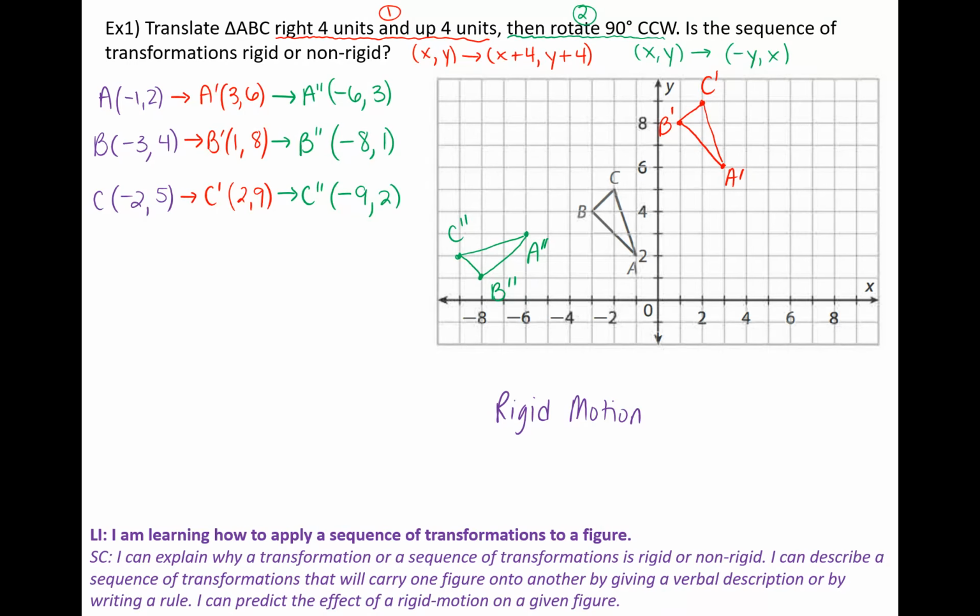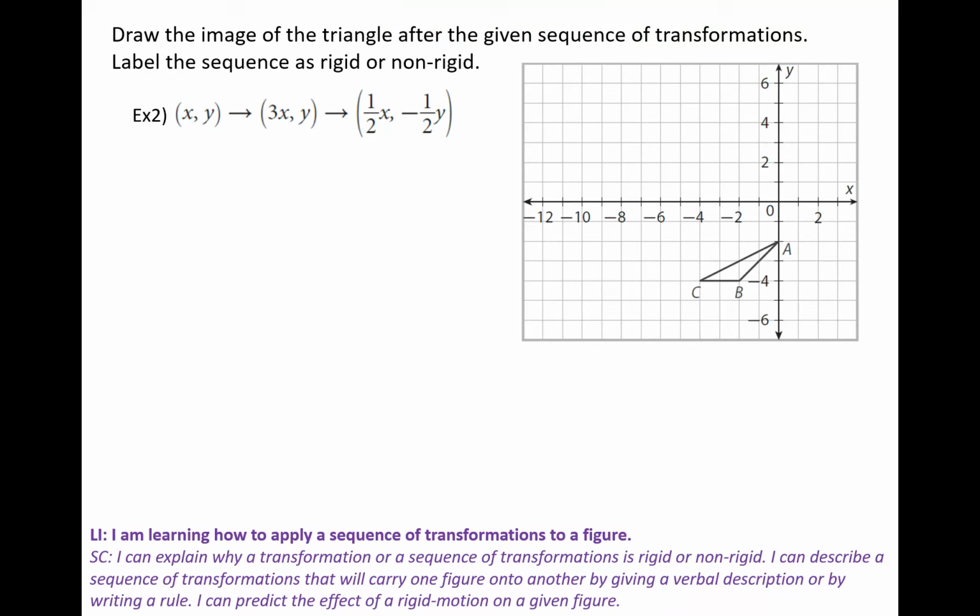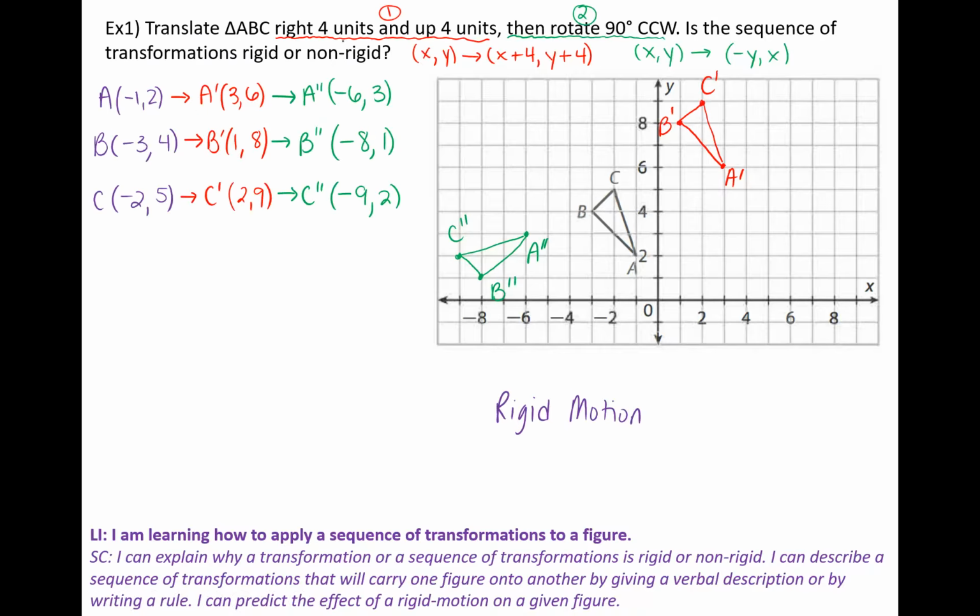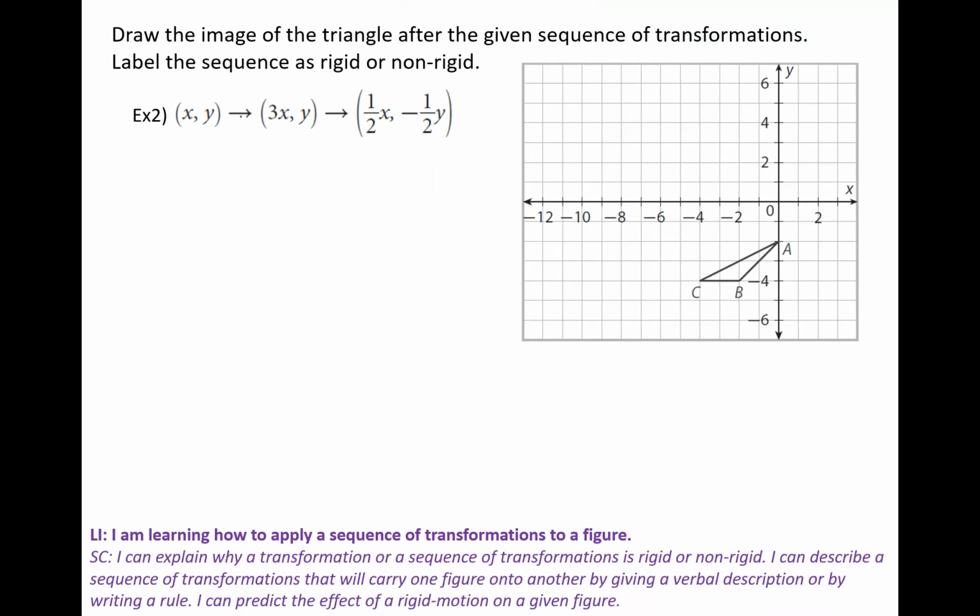All right, let's try the next one. Draw the image of the triangle after the given sequence of transformations. Last time our transformation was given to us in words and I numbered them. I gave us the rule to kind of help follow, but we were given our transformation in words. This time we're given it as a rule. It's going to work the same way, but now I have a rule to apply.